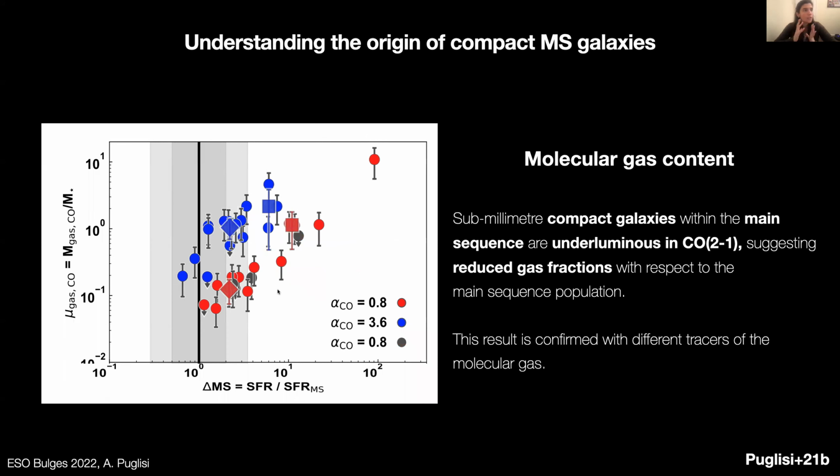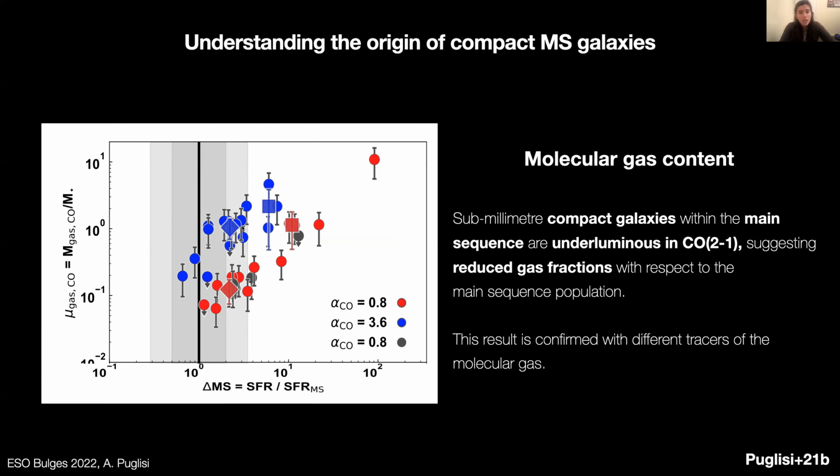So the final ingredients that we wanted to add were measurements of the gas fractions. So this plot now shows the gas fraction as measured from the CO2 to 1 emission line flux. So we find that the gas fraction for our overall sample increases as a function of the main sequence offset, as we would expect from literature scaling relations that link those two quantities. However, when we look at the main sequence population, we find that on average, sub-millimetre compact galaxies on the main sequence have reduced gas fractions.